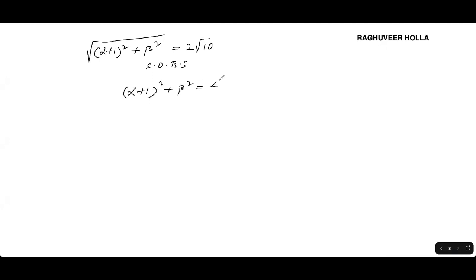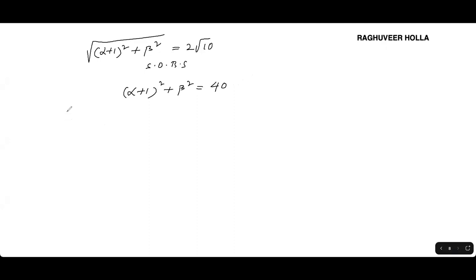So as you notice that we had square root of alpha plus 1 whole square plus beta square, which is equal to 2 root 10. Right? Squaring on both the sides of the equation. So you get alpha plus 1 whole square plus beta square, which is equal to this whole square. This will be 40. Okay.